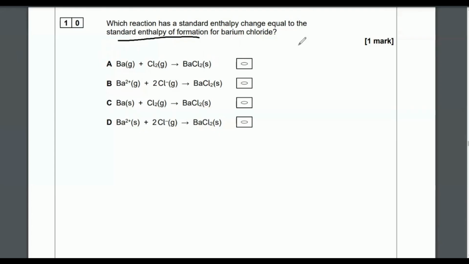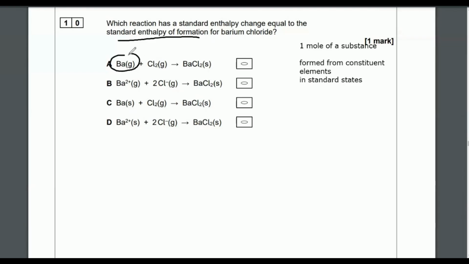Right, we're looking for 1 mole of a substance. So we want 1 mole and we want it formed from constituent elements in standard states. So I'm really looking for standard states and 1 mole of a substance. If I look at all of these, they all form 1 mole of a substance. So that's no help for me there. But formed from their elements in standard states.